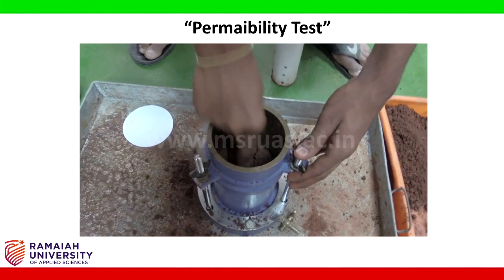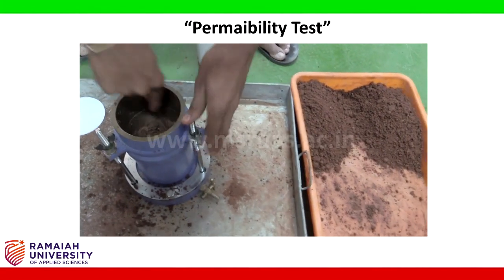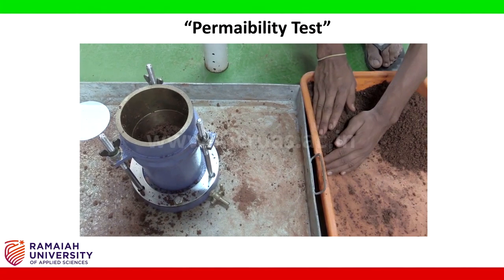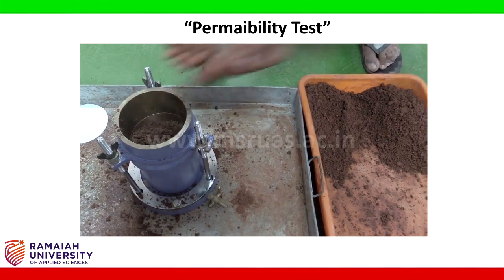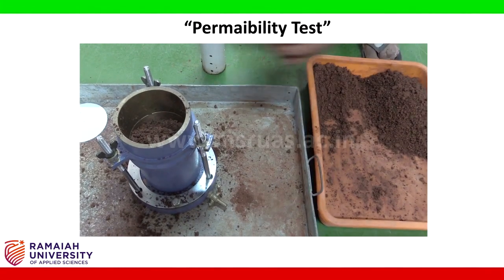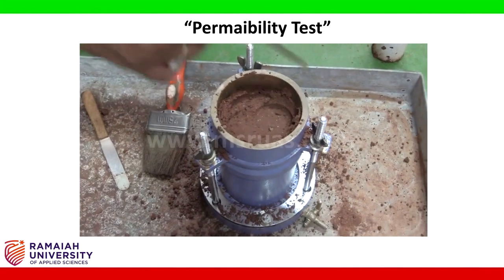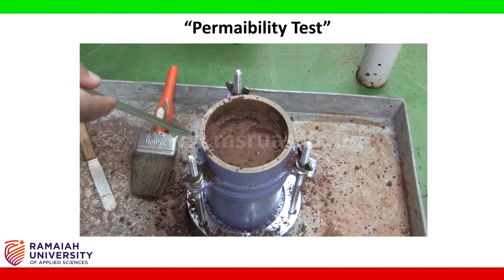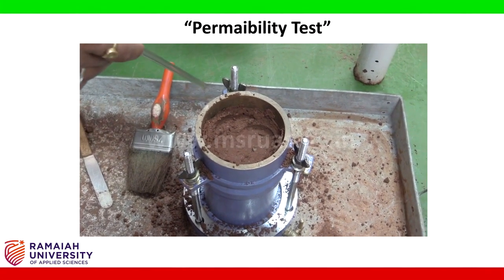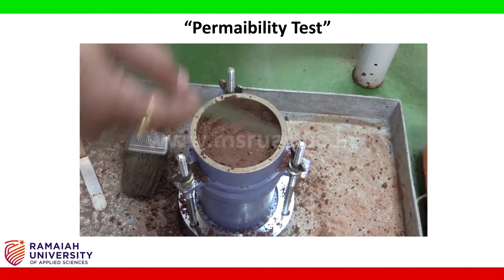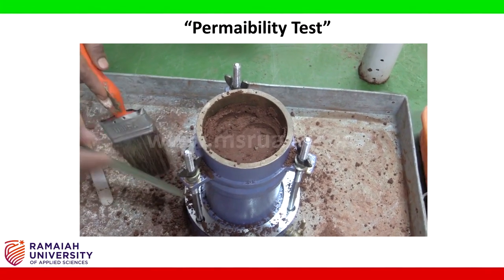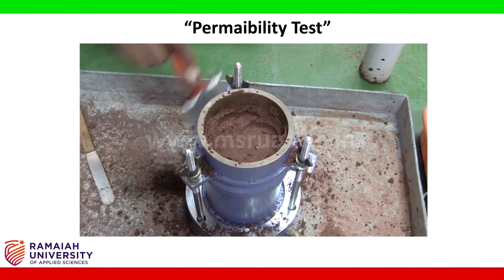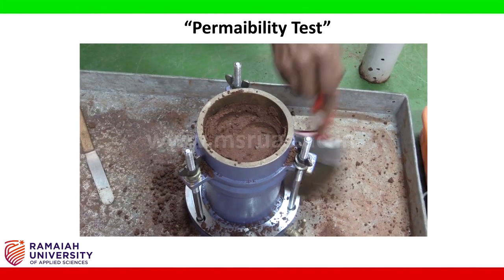The same process of compaction by the transfer of next layer material has to be repeated for the third layer as well. Now we have compacted the third layer, and it is time to remove the collar out and trim the specimen for the test process. Make sure you clean the excess soil out and dispose it on the tray.